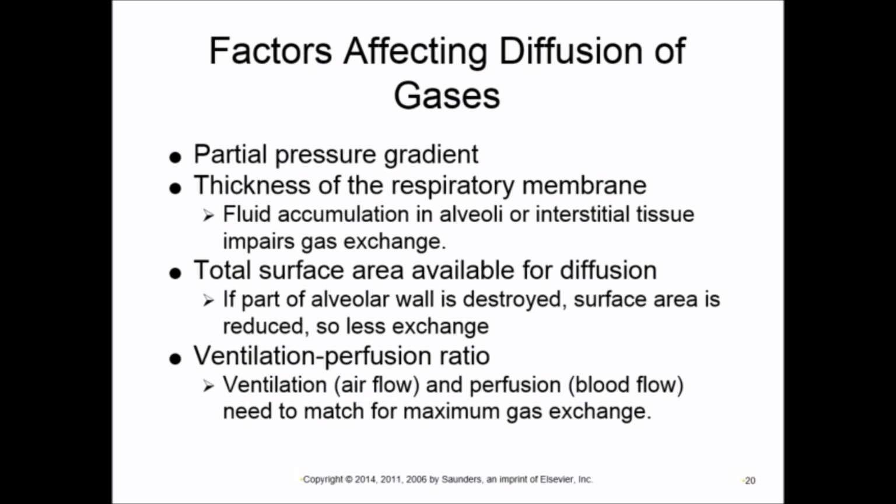Ventilation perfusion ratio means the ratio between ventilation, which is air coming in from outside, having a lot of oxygen and less carbon dioxide, and your blood coming from the other side, carrying less oxygen and more carbon dioxide. At this level, when they come together, ventilation is the alveolus, perfusion is the blood. So air versus blood is the ventilation perfusion ratio.